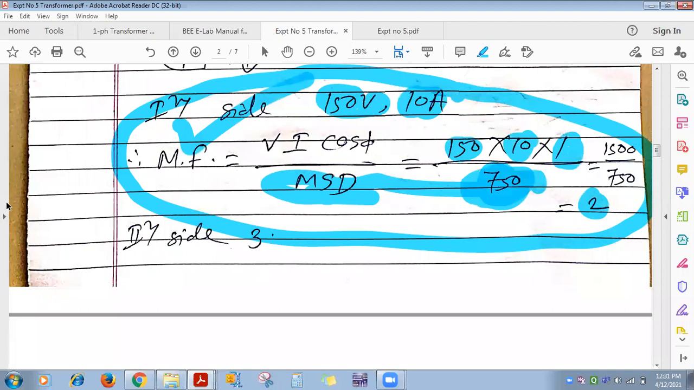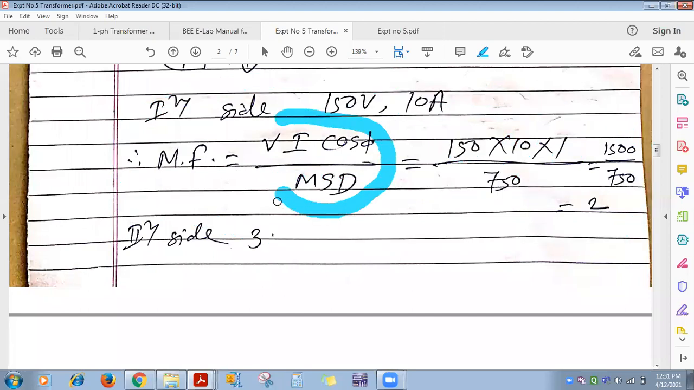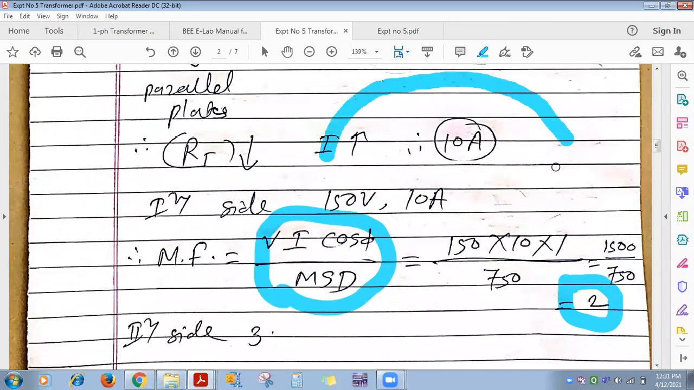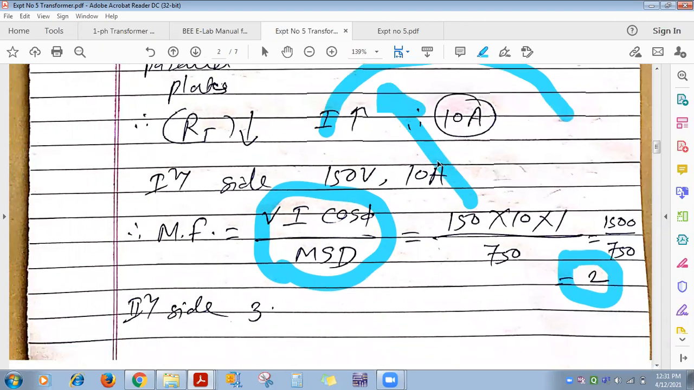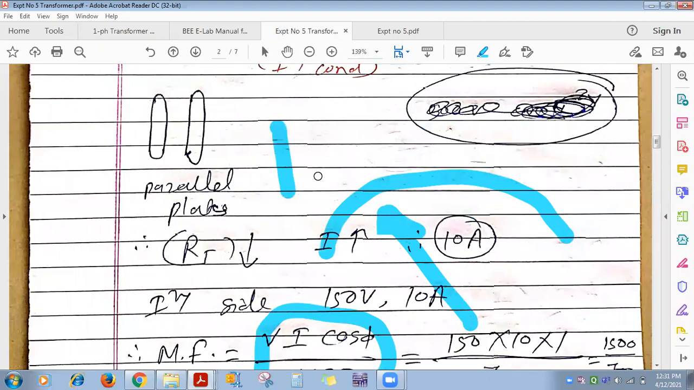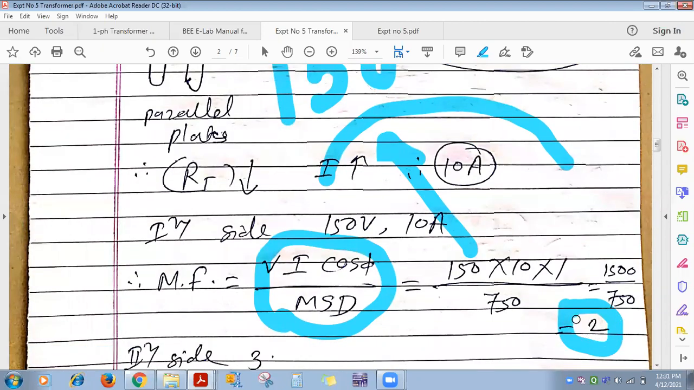If the V range for a wattmeter is 150 volt, the I range is 10 ampere, cos phi is 1, and its full scale deflection or maximum scale deflection is 750, then what will be its multiplying factor? This is the formula: V range into I range into cos phi divided by maximum scale deflection. So you will get 2. What does it mean? Suppose in the pointer and scale arrangement, the pointer is at, say, 150. Then the reading is not 150 watt. It is 150 into the multiplying factor. What is the multiplying factor? 2. So 150 into 2, that is 300 watt.